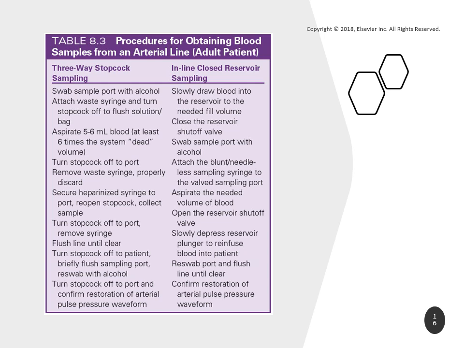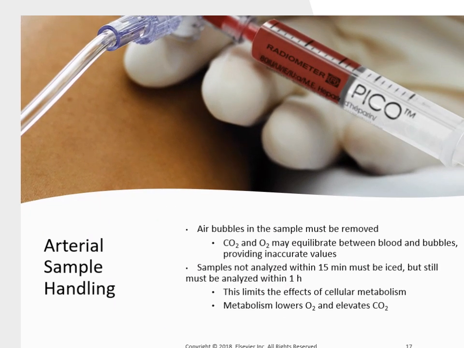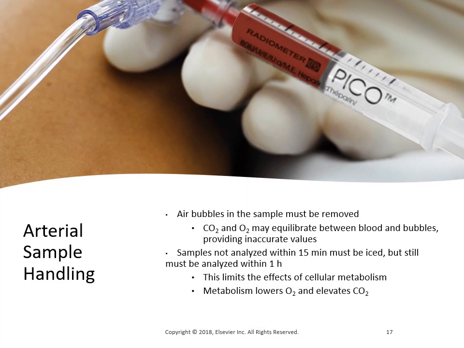Table 8.3 shows the procedures for obtaining blood gas samples from an art line in an adult patient and should be reviewed. This can be found on page 148 in your Wilkins Respiratory Care Assessment book. After the sample is obtained and the puncture site stabilized, the sample is either sent to the laboratory or analyzed at the bedside using a point-of-care analyzer.